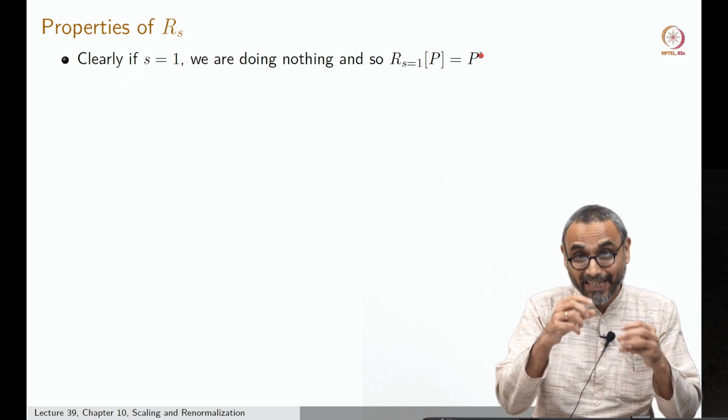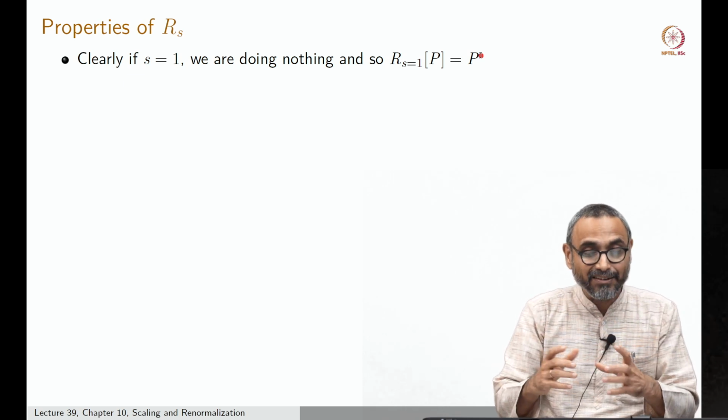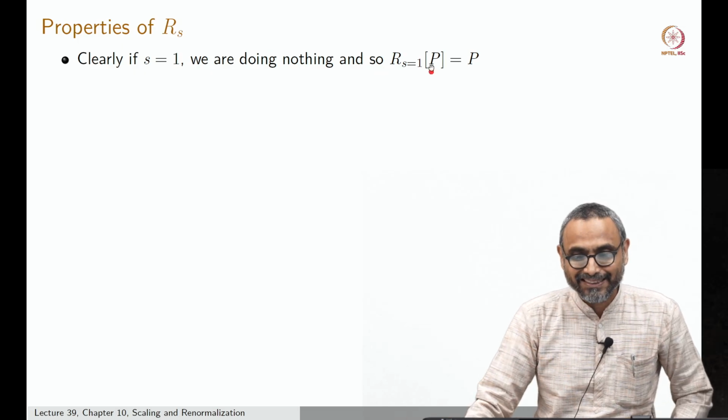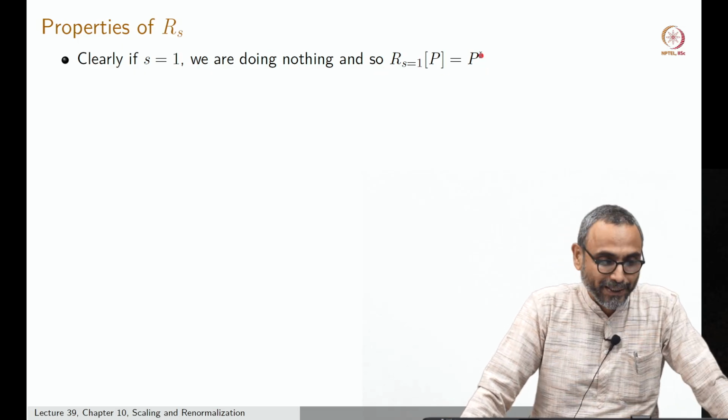Okay, now let's explore the properties of this renormalization group transformation R_S. Clearly, if S is equal to 1, I am not doing any scale transformation at all, I am just leaving the system unchanged. So R_S of P must be equal to P, or if you talk in terms of the action, R_S when S equals 1 acting on the action will give the same action. That is a statement that R_S of P is equal to P.